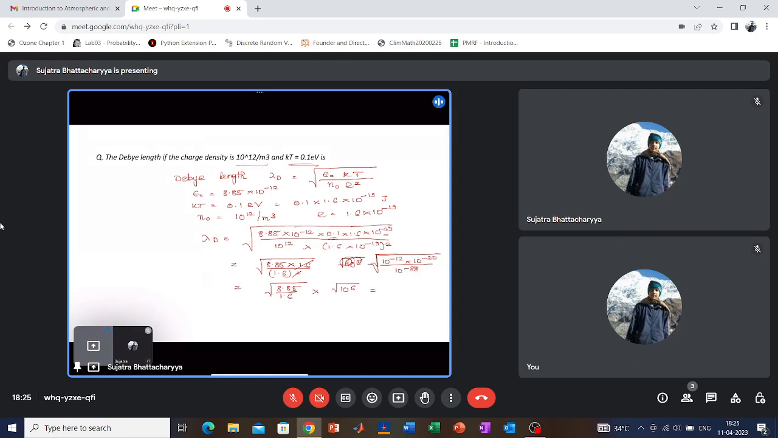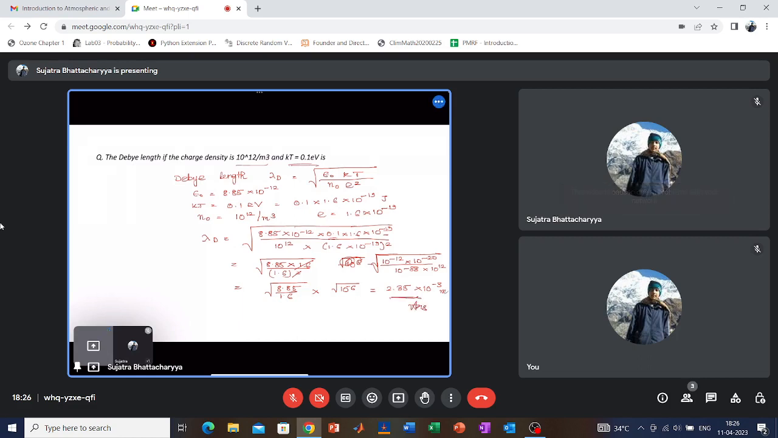So it comes out to be about 2.35 into 10 to the power, there is a 10 to the power 12 which is also present here, that makes it 10 to the power minus 3. This will be 10 to the power minus 6. Okay, so that will be in meters. Right? So this will be the correct option.